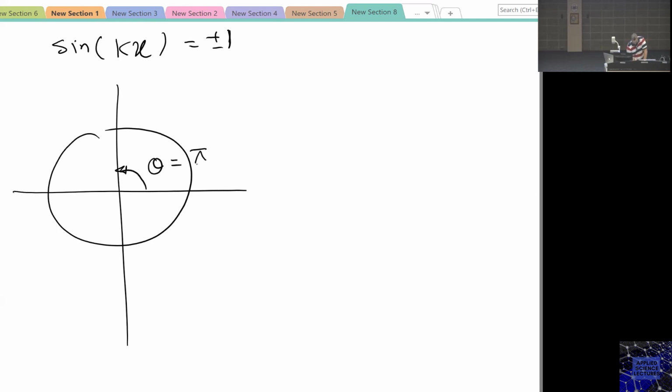When theta is pi/2, I have the sine to be maximum, 1. When theta is 3pi/2, I have the sine to be -1. So those are the points that my function is going to jump between.